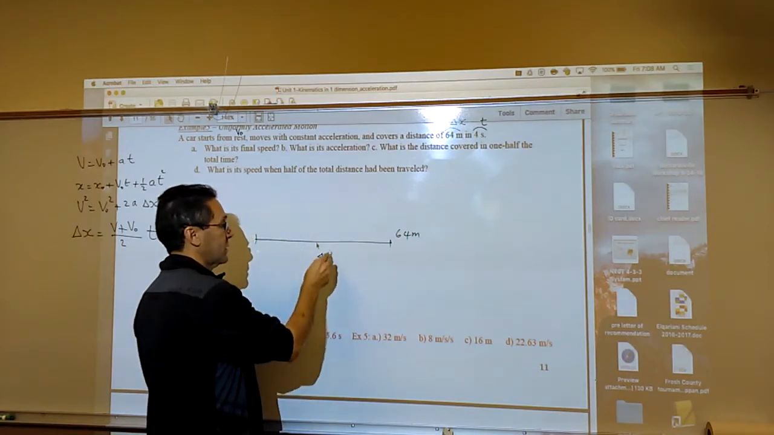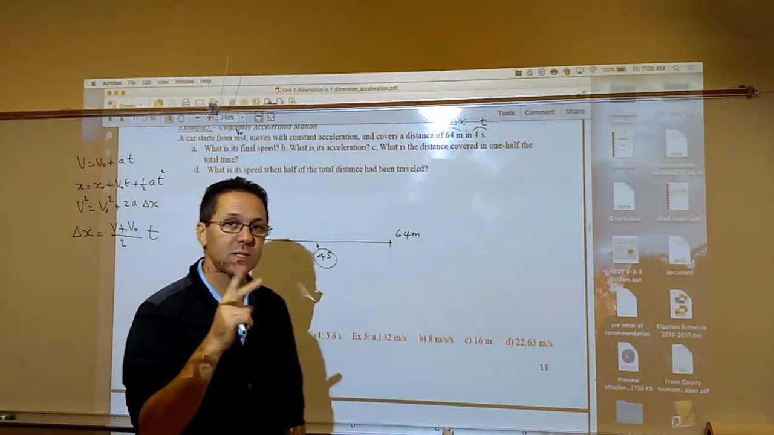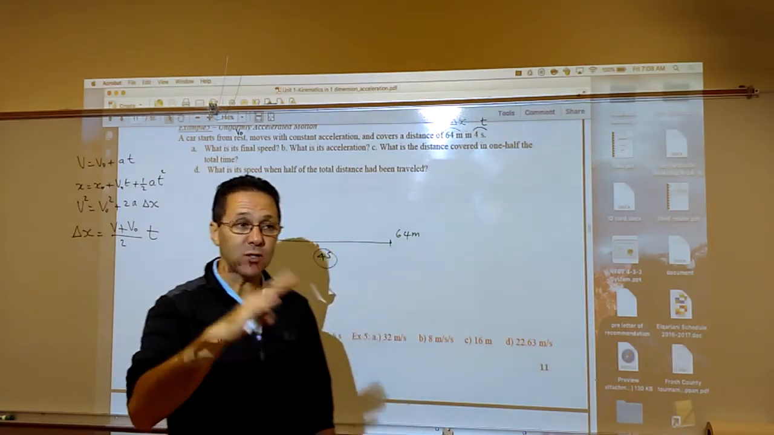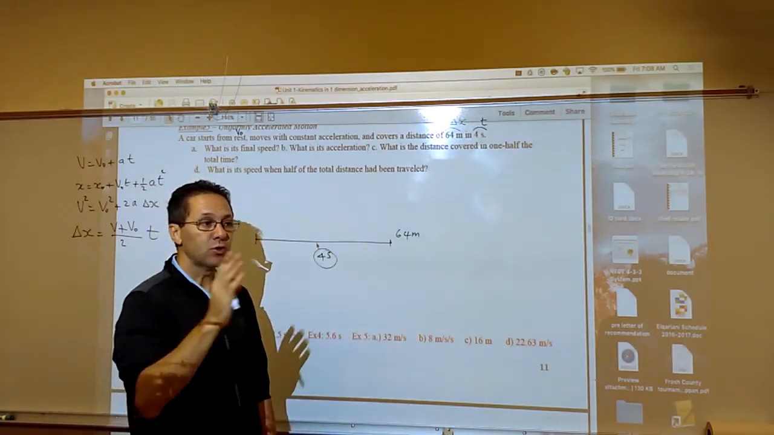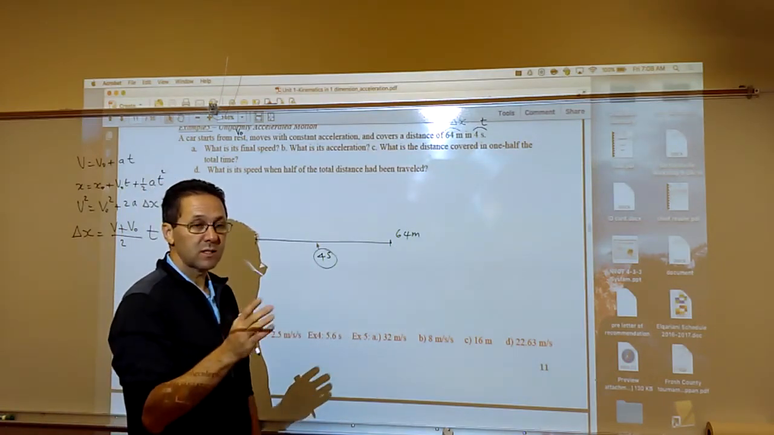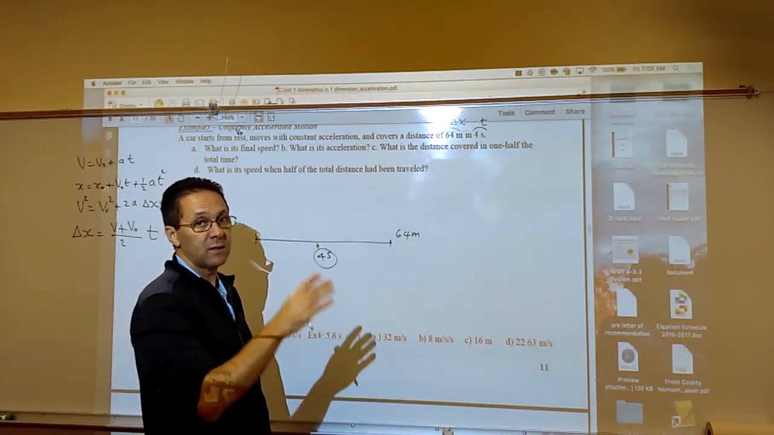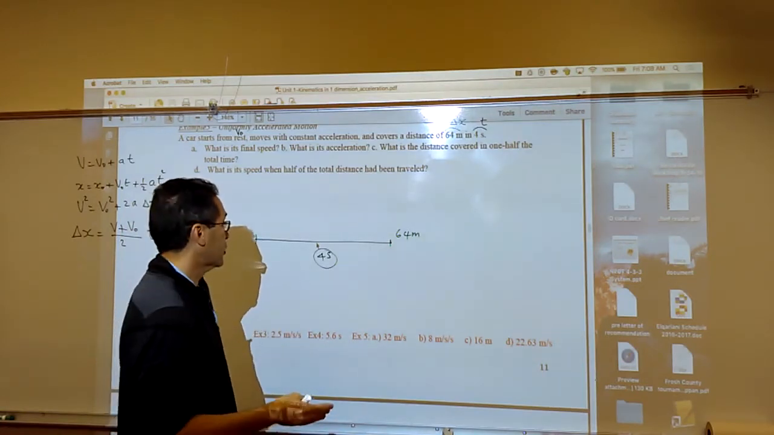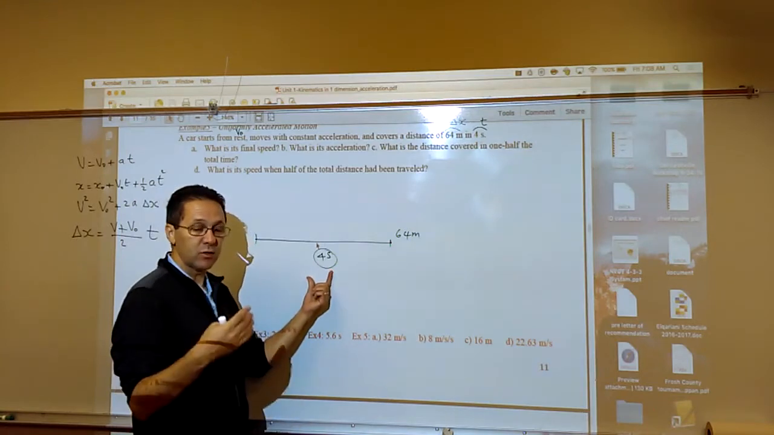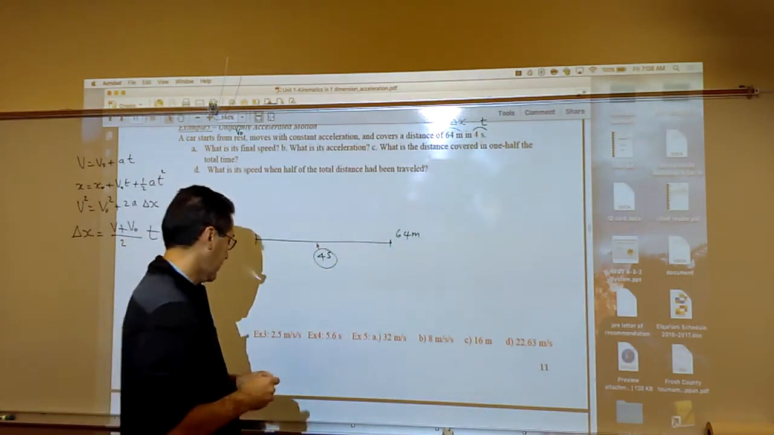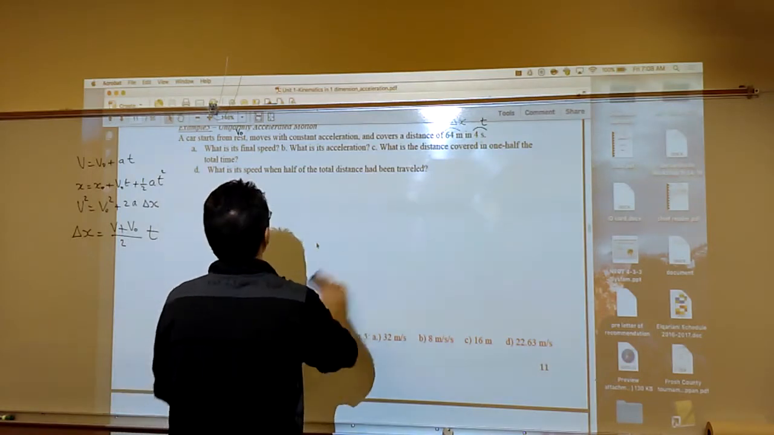In the first 2 seconds, you're going slow. And in the last 2 seconds, you're going pretty fast. So the majority of the 64 meters is going to be covered in the last 2 seconds because your velocity is pretty high. So after 2 seconds, you would have covered less than 32 meters. All right. So now let's go back to the problem.